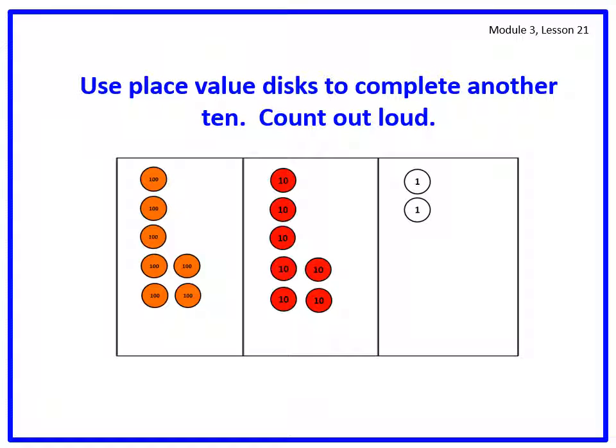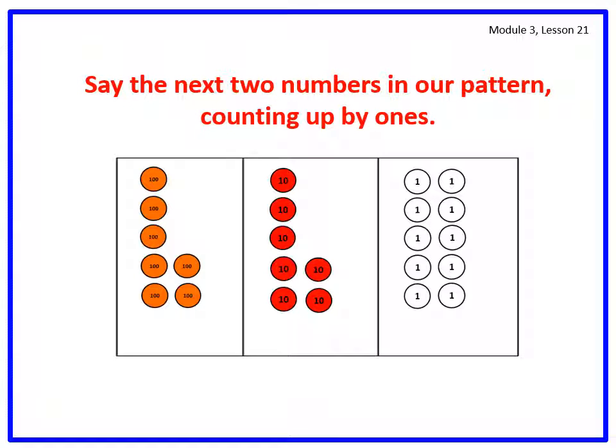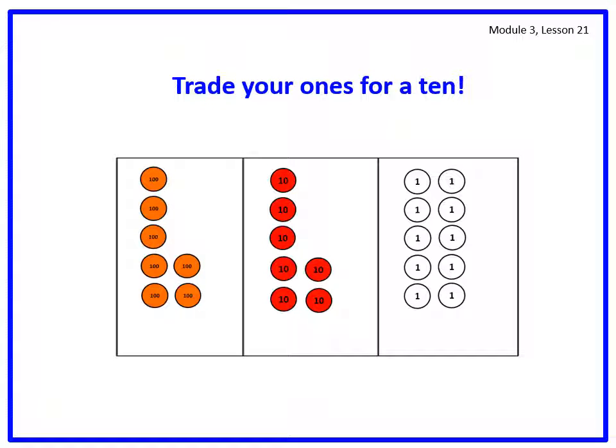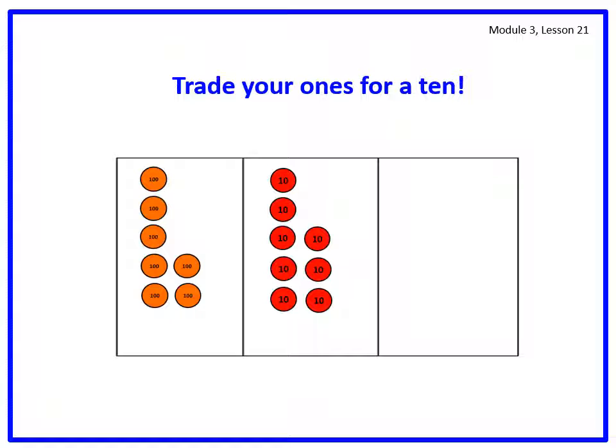All right, let's use place value discs to complete another 10. Let's count out loud. We are at 772, 773, 774, 775, 776, 777, 778, 779, 780. Say the next two numbers in our pattern counting up by ones. Remember, we are at 780, 781, 782. We traded the ones for a 10.